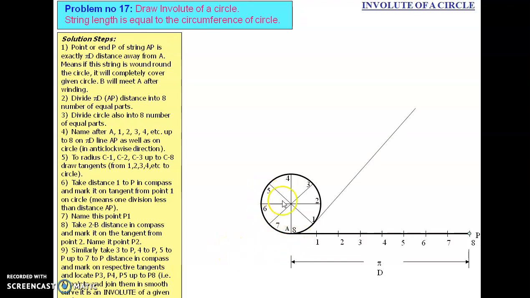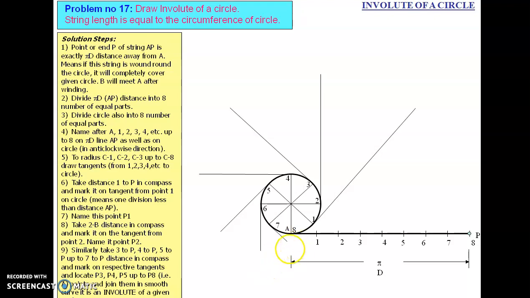Now the next step: from point 1 you draw a projector perpendicular to 1, 5. Perpendicular to this 1, 5 from point 1, or it is called a tangent. Tangent at point 1. From point 2 you draw a tangent. From point 3 you draw a tangent. 4, 5, 6, 7. From all the points you draw a tangent.